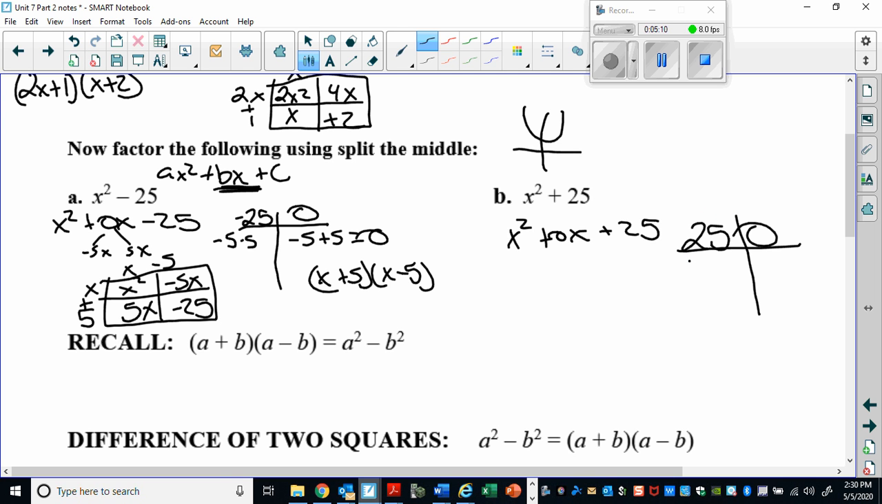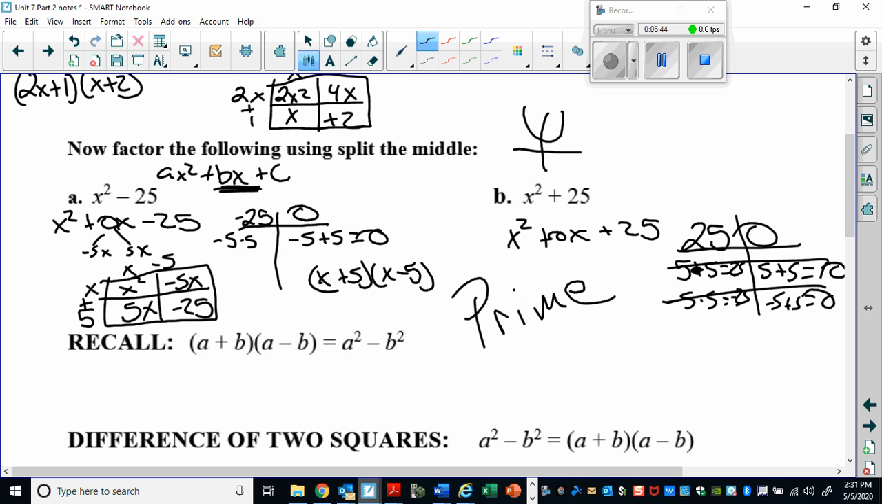Positive 25. 5 times 5 equals 25, but 5 plus 5 equals 10. All right, now let's say we have negative 5 times 5. That gives us negative 25, but negative 5 plus 5 does give us 0. So what you have to understand is you have to look closely at the sign of your numbers. You could easily make the mistake and say, well, negative 5 and 5 should go there. No, that's a positive 25. Be careful. This is a prime quadratic.